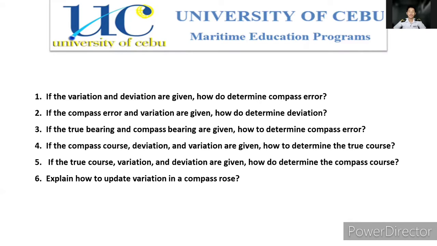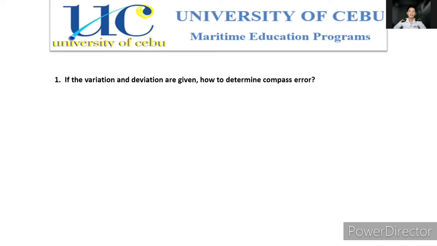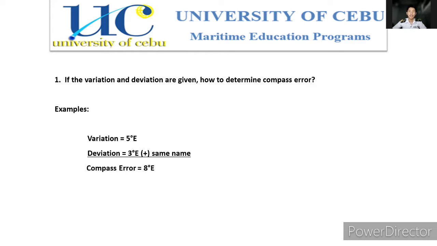So in here we have a set of questions, and let's begin with number one. If the variation and deviation are given, how do we determine the compass error? In our example number one, a variation of 5 degrees east and a deviation of 3 degrees east. Since they have the same names, we will add them. 5 plus 3 is equal to 8, and that gives us the compass error of 8 degrees east.